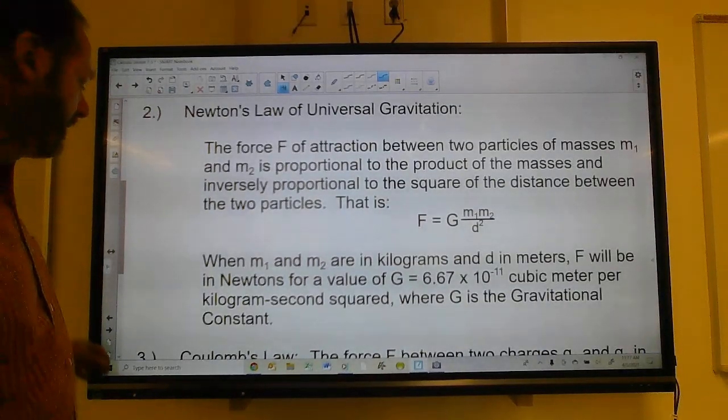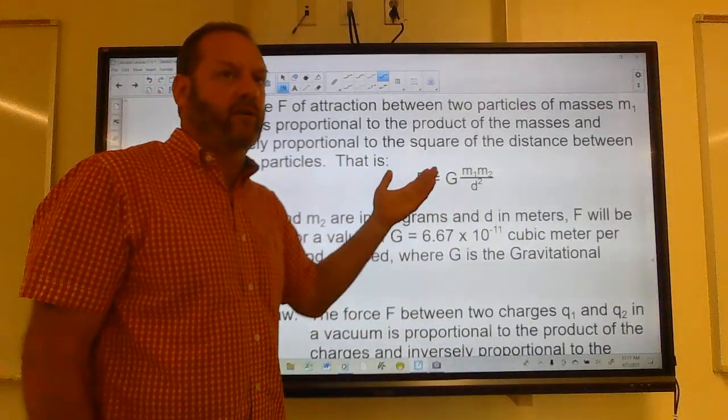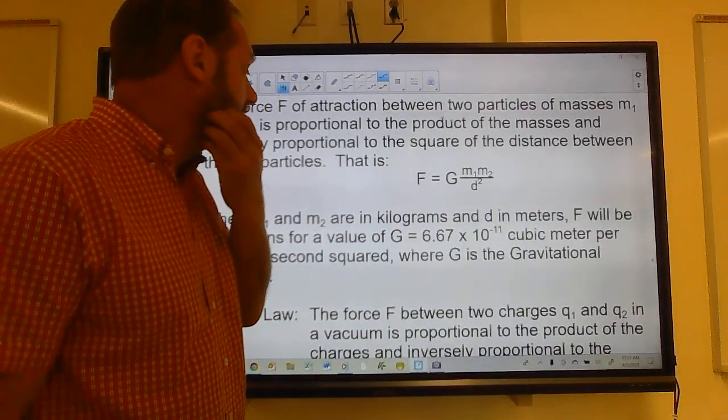And that would be on Earth. That G can vary depending on how strong the gravity is.